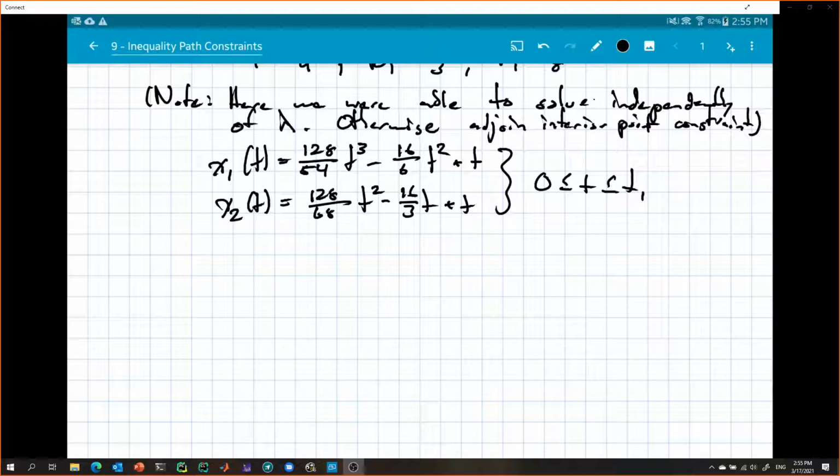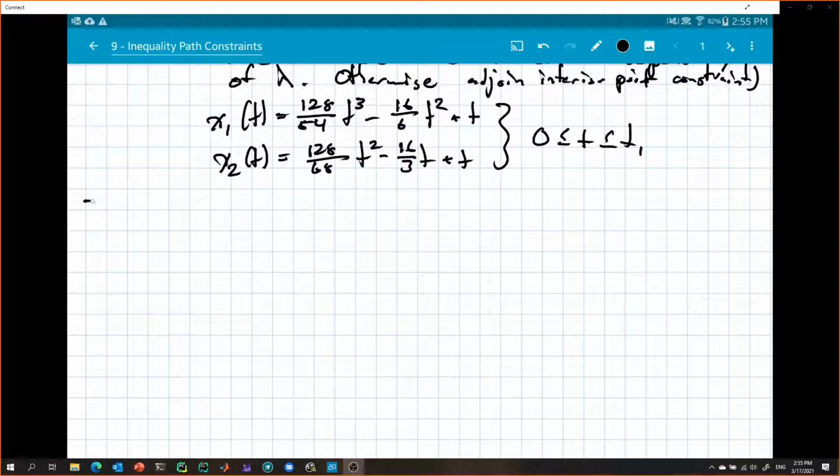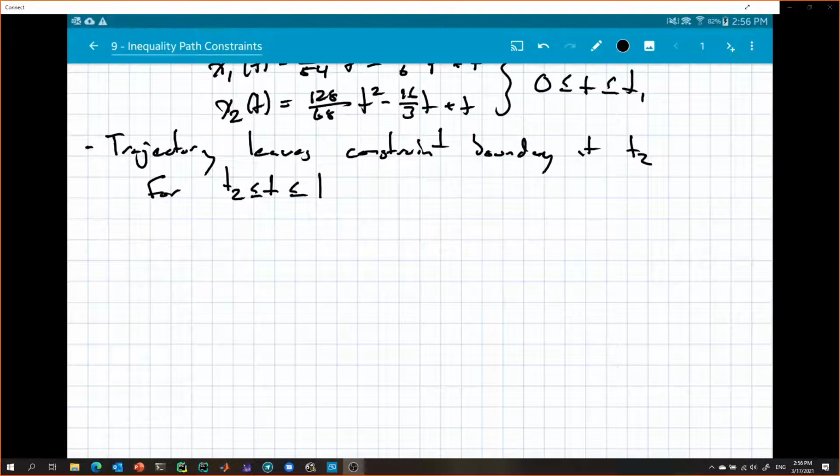Okay, so actually now what we're going to move to is the last arc. So the trajectory leaves the constraint boundary at T2. So for T2 less than T less than or equal to 1, we do basically the same thing as before.